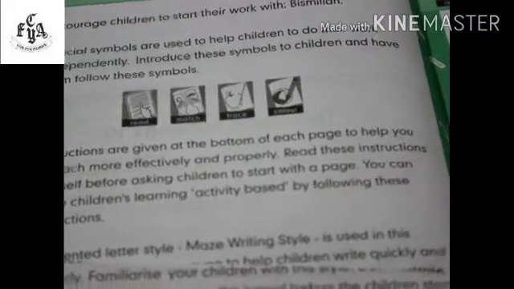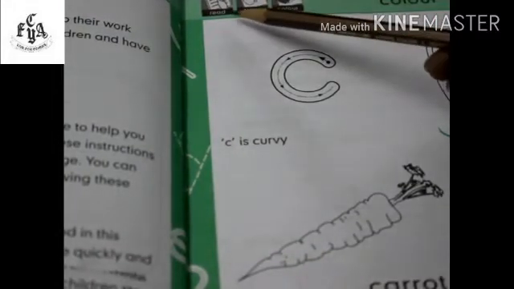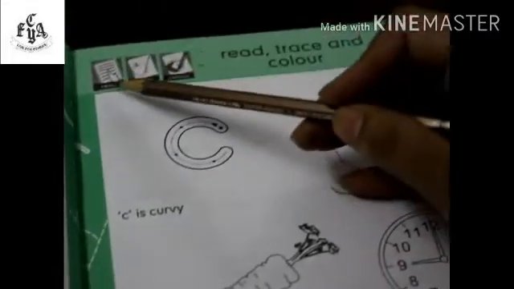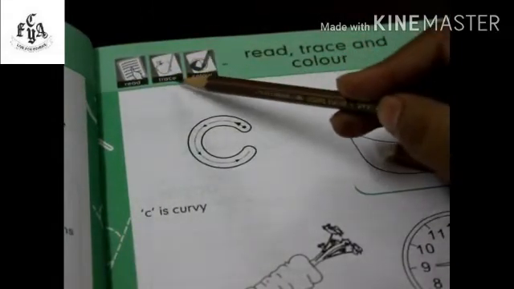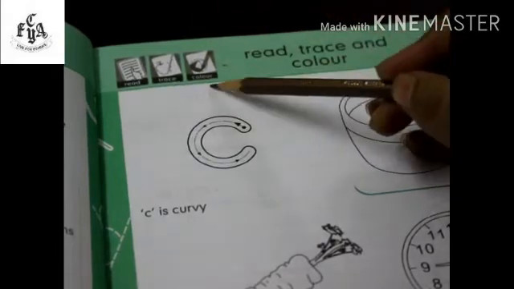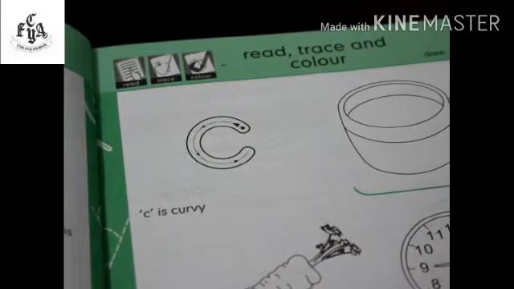So this is the first page of your book, where you see the icons on the top of the book. The first one is read, the second one is trace, and the third one is color. So first we read this page.